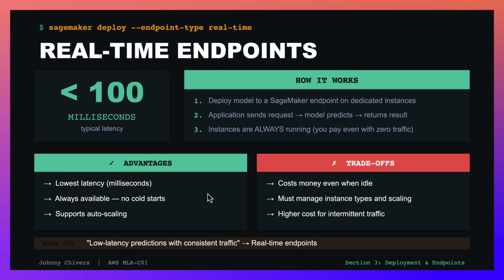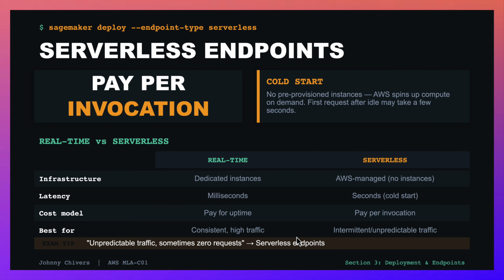And then for the exam, these are the advantages and the trade-offs. Lowest latency, always available, supports auto-scaling. But it costs money even when idle because we're paying for always-on compute, and we must manage the instance types and scaling. So we as the user have to manage the instance types and scaling, and it's higher cost for intermittent traffic. Exam tip: low latency predictions with constant traffic, think real-time endpoints.